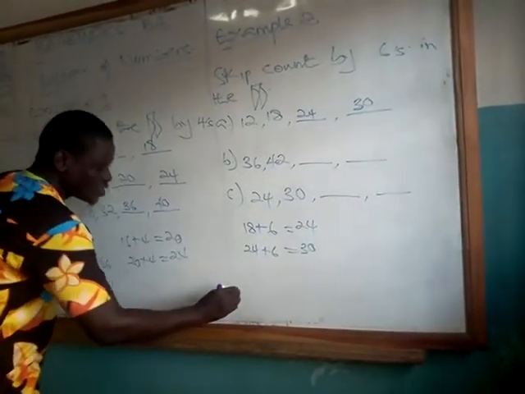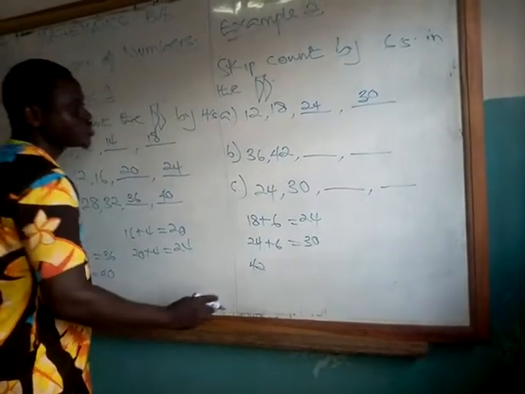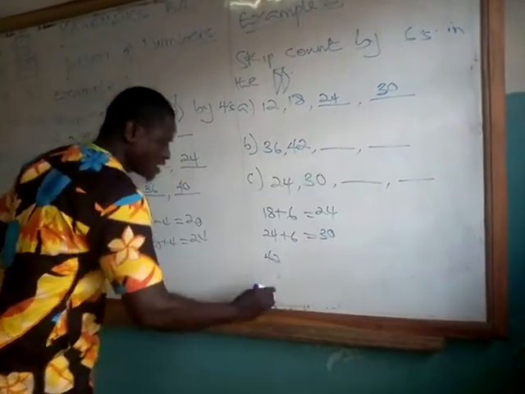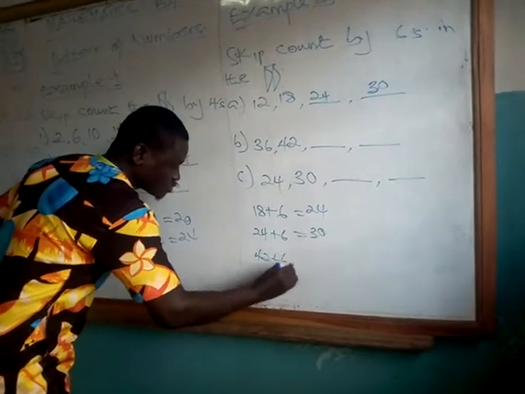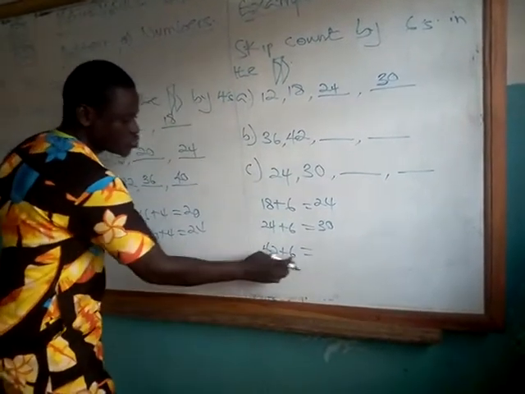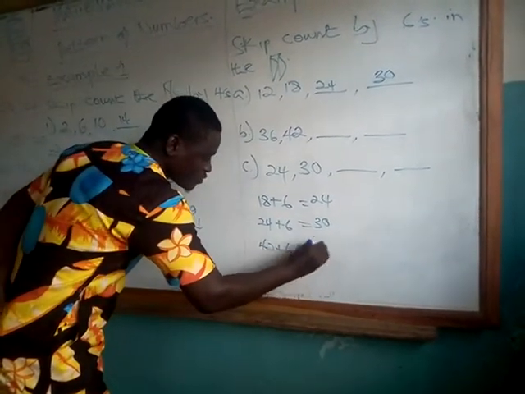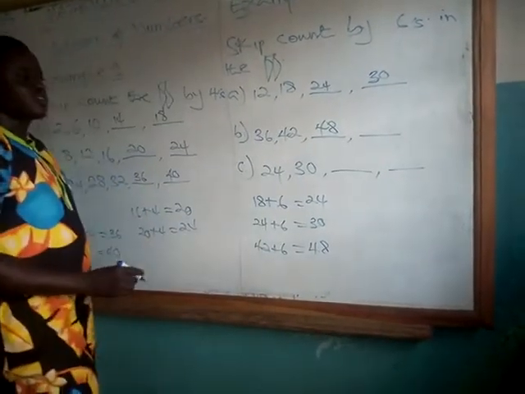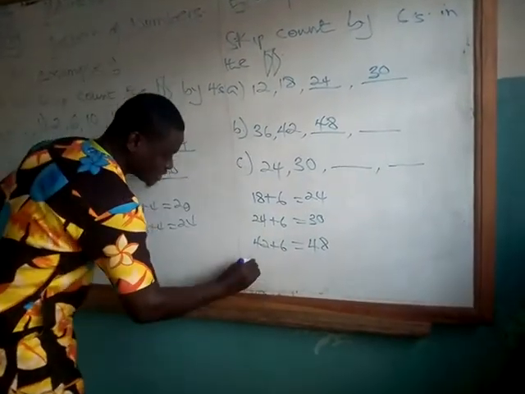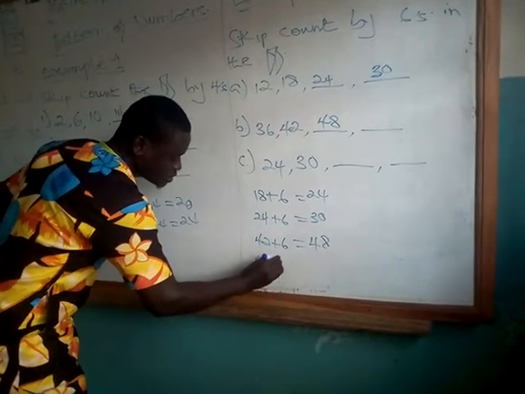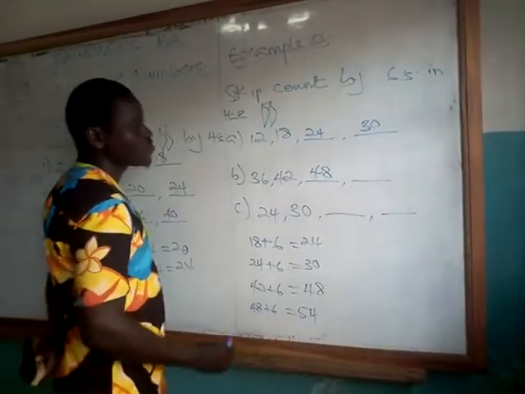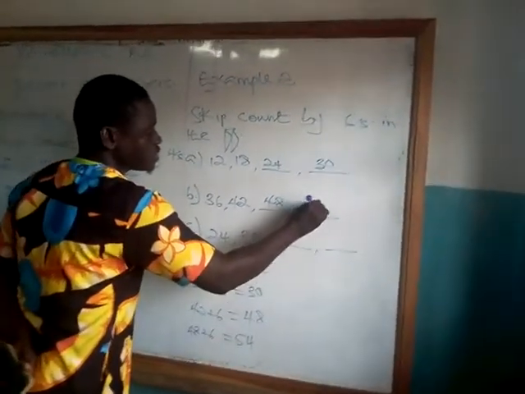Let's move to example B. You have 42. 42 plus 6 will give us the digit that will fit in here. So let's add 6 to 42. 42 plus 6 will give us 48. So you have 48 here. To get the next digit, you add 6 to 48. So 6 plus 48 gives us 54. So you have 54 there.